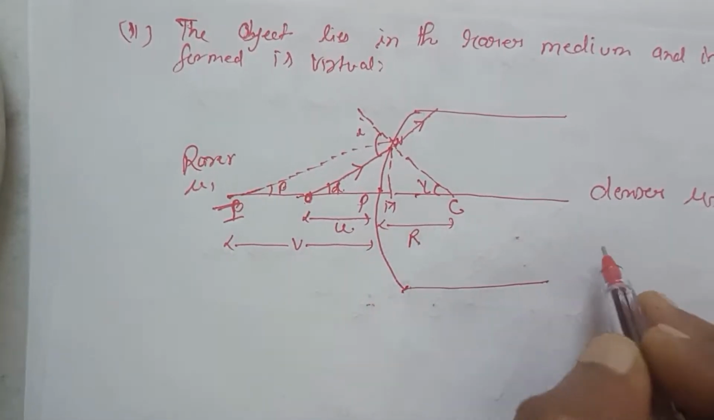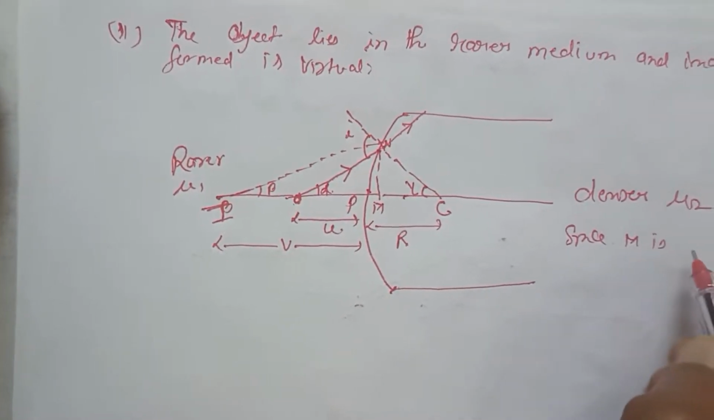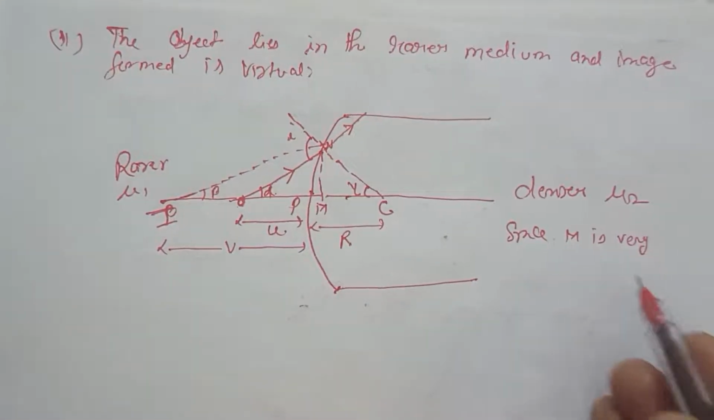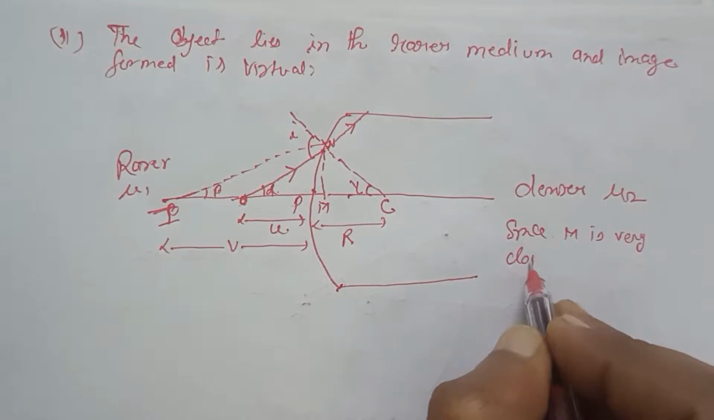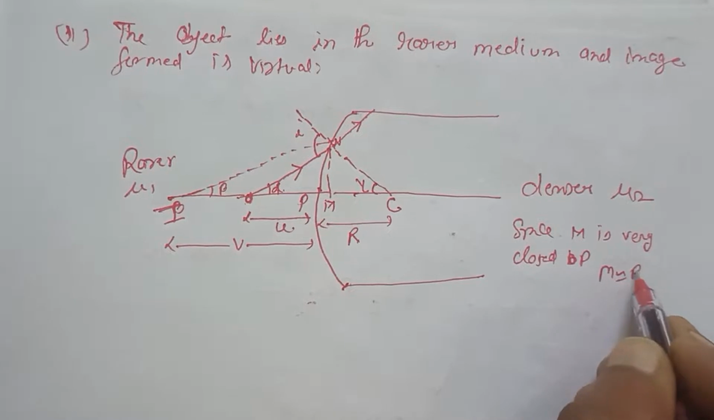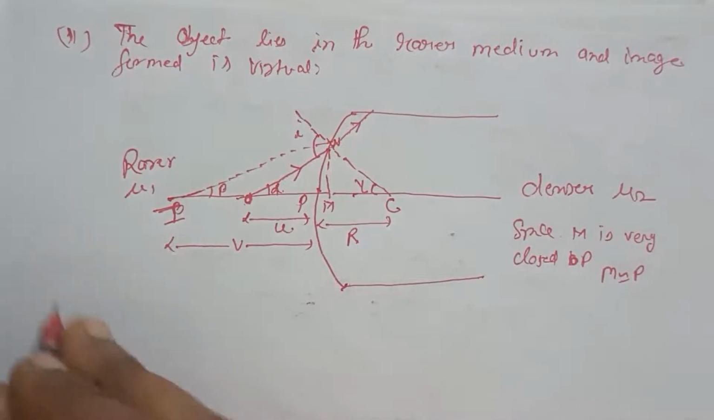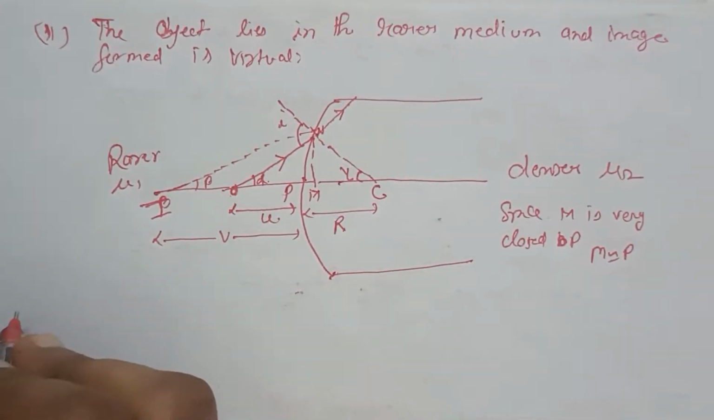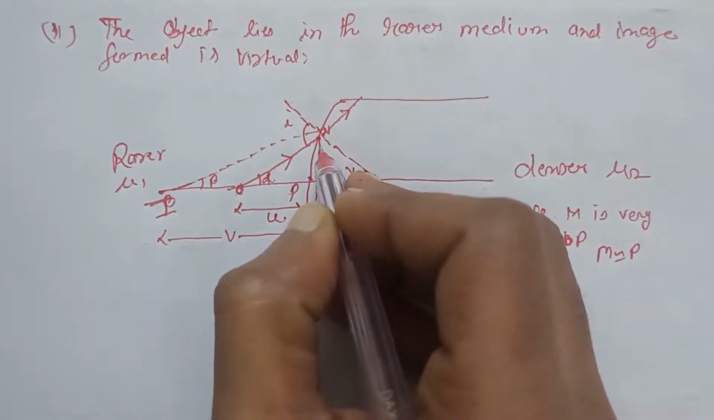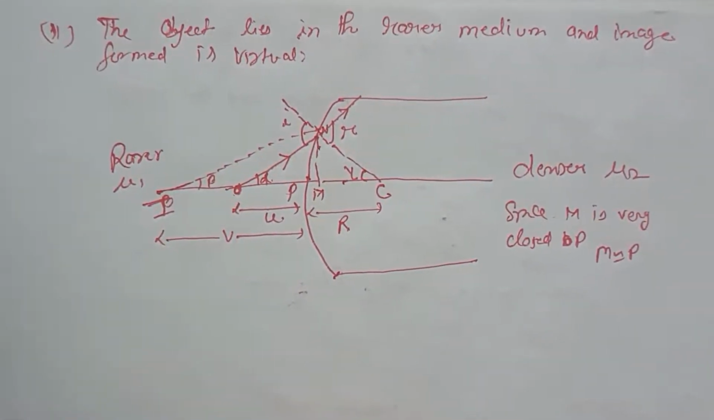R, the radius. Since M is very close to P, that's why M equals P. Now again we find out the value of I and R, because we use the formula of Snell's law.